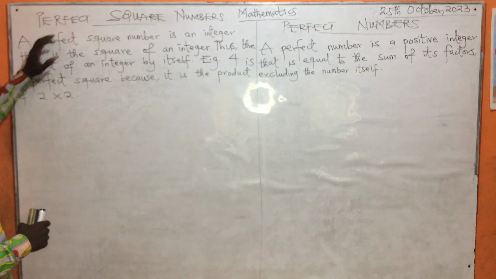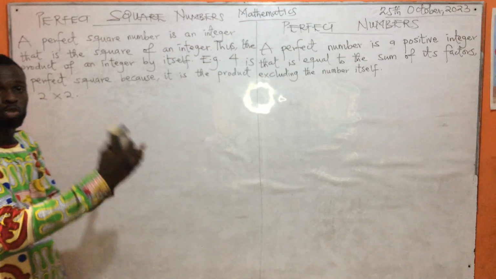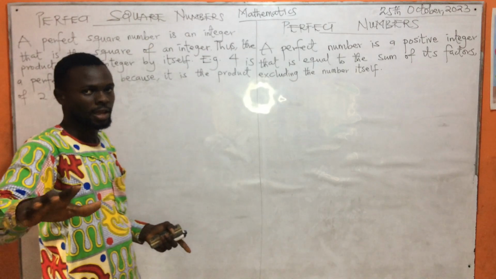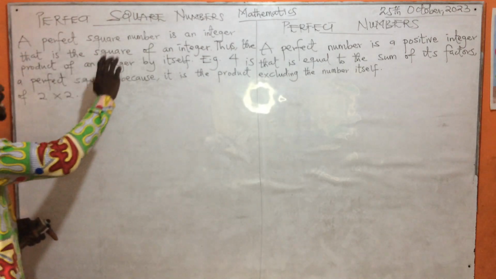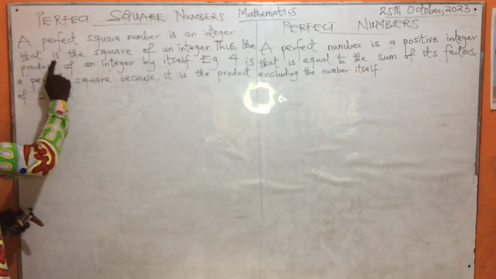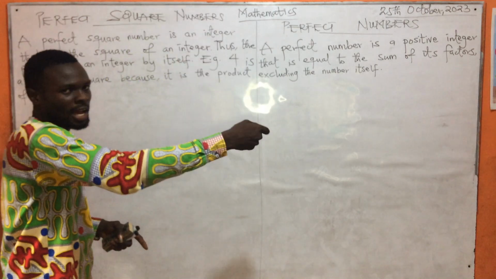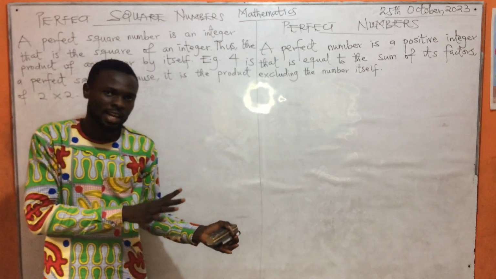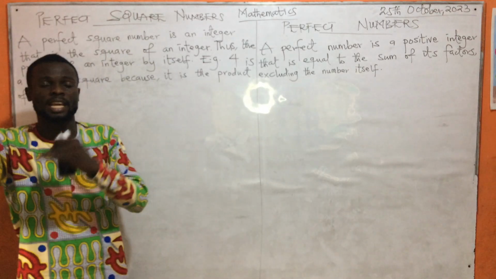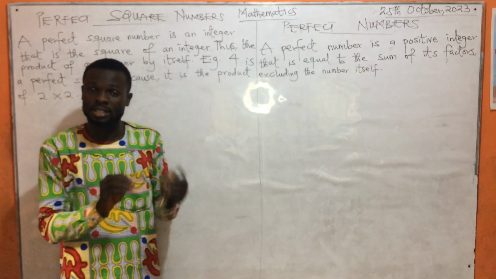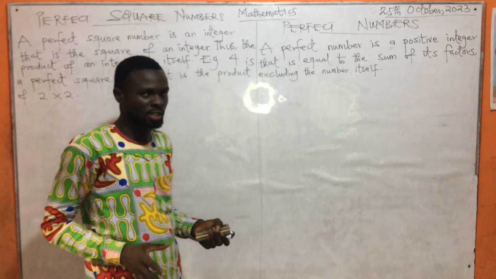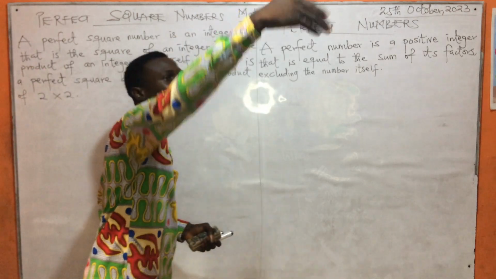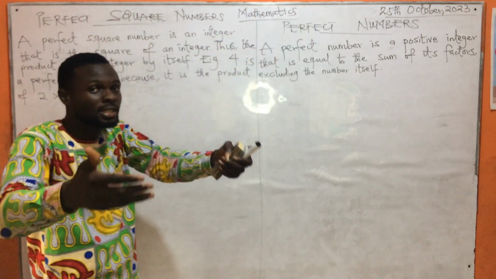It says that a perfect square number is the same as a perfect square. Good. So a perfect square number is an integer that is the square of an integer. It is an integer, okay? A perfect square is an integer. And we know that integers are positive and negative whole numbers. But with this one, a perfect square happens to be always positive. Good. So an integer that is the square of an integer, or we can say of another integer.